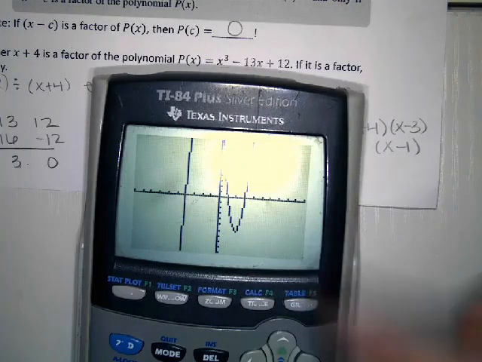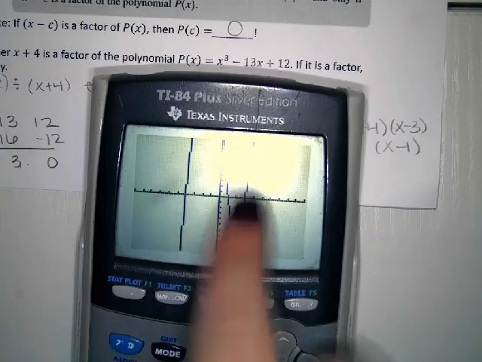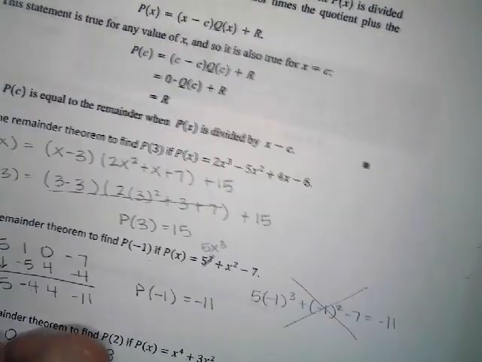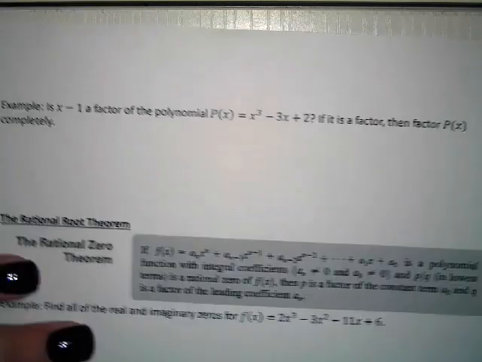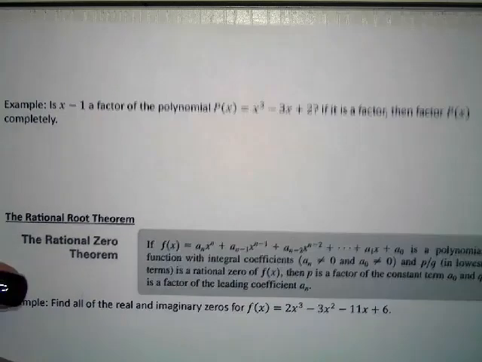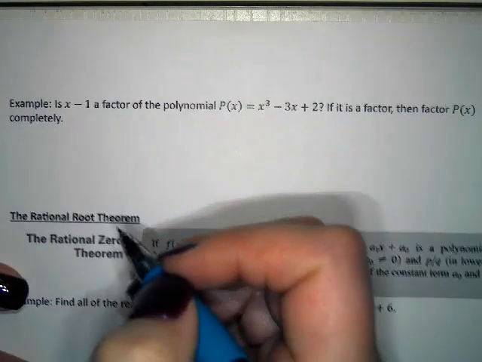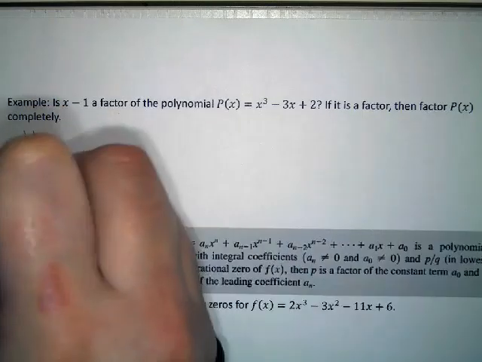Okay. We've got one more problem like that. It says, is x minus 1 a factor of the polynomial function? And then if it is, continue factoring. So we'll do the same process again. So I'm putting 1 in here. I just want to make sure that I have a remainder of 0 if it is a factor.